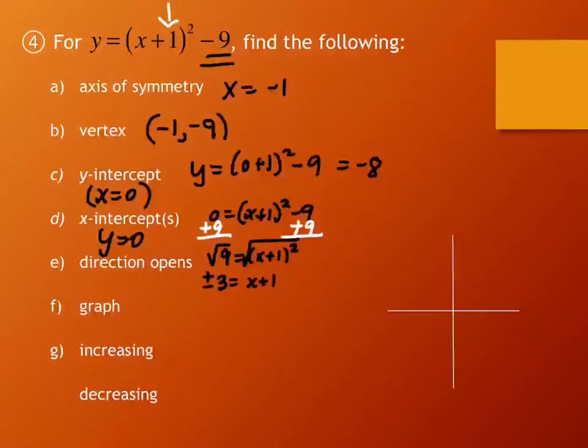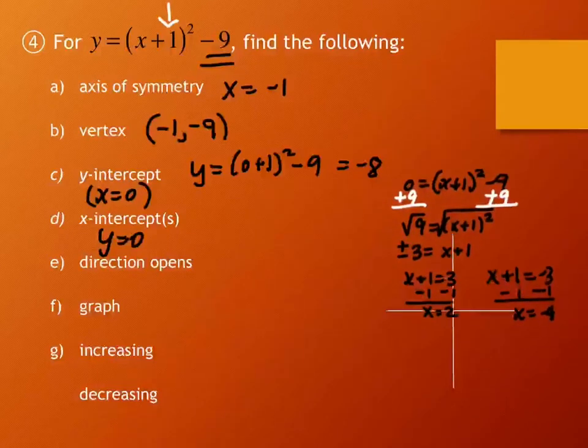Thinking about it like this, basically what we're saying is that x plus 1 equals 3, or x plus 1 equals -3. And in both cases, I'll solve by subtracting a 1. So x equals 2, and x equals -4. So I have 2 x-intercepts. That's pretty typical. It doesn't have to be the case, but it usually is. So let me try again. Try to move this.